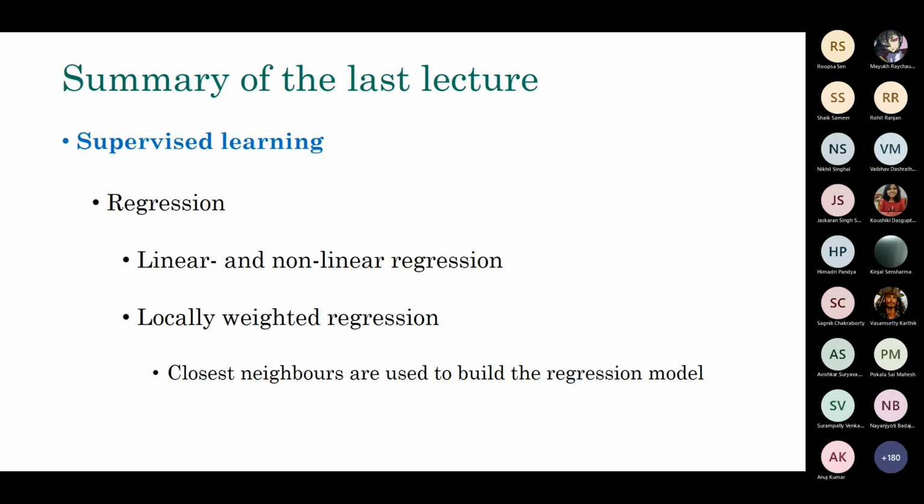So we started talking about supervised learning. This is one of the most widely used learning techniques in practice. And we talked about regression, which is one type of supervised learning. We looked into linear and non-linear regression and also saw how we can estimate the parameters. We talked about locally weighted regression, which essentially uses the closest neighbors to build the regression model. So that's the kind of things that we looked into.